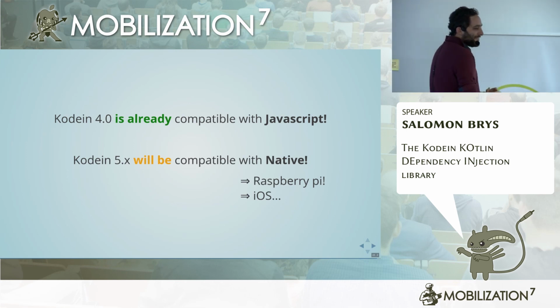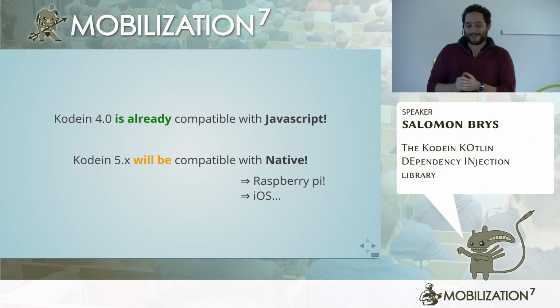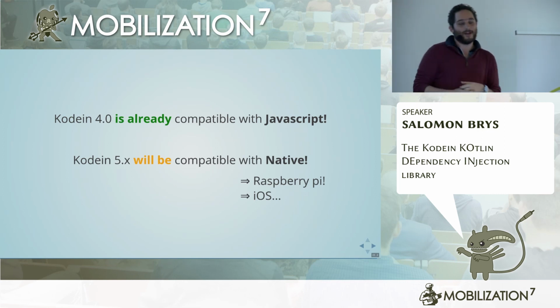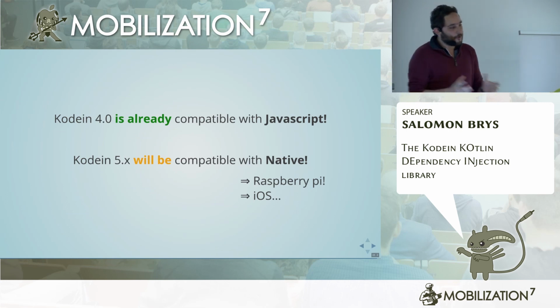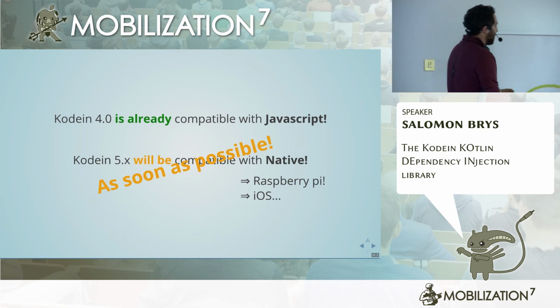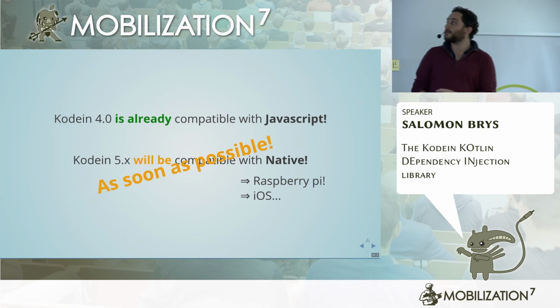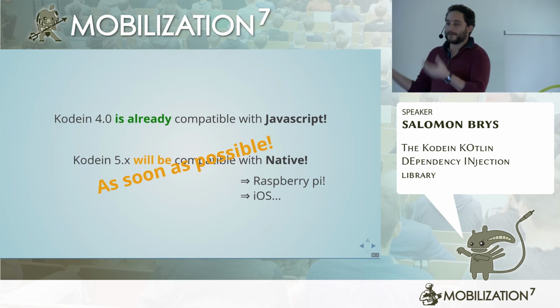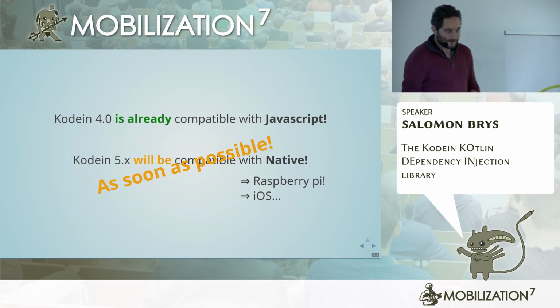So, I can't lie, because maybe it will not be Kodein 5.0 that will be compatible with native, because Kotlin native is missing a few parts, and as soon as those parts are added, then of course Kodein will be added to the native platform and compatible to iOS, and blah blah blah.